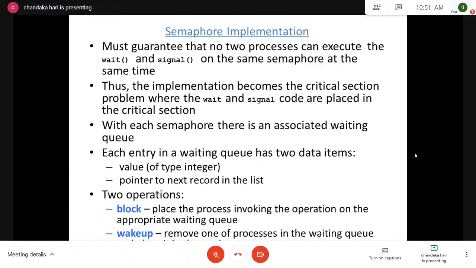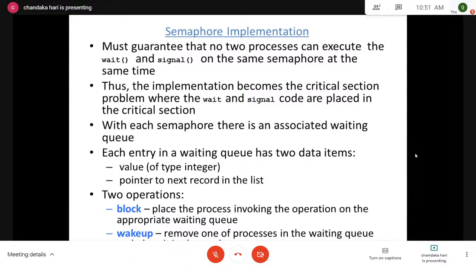Each entry in a queue has two data items: the value, and the pointer to the next record in the list. After executing this particular process, what is the next process going to be executed?